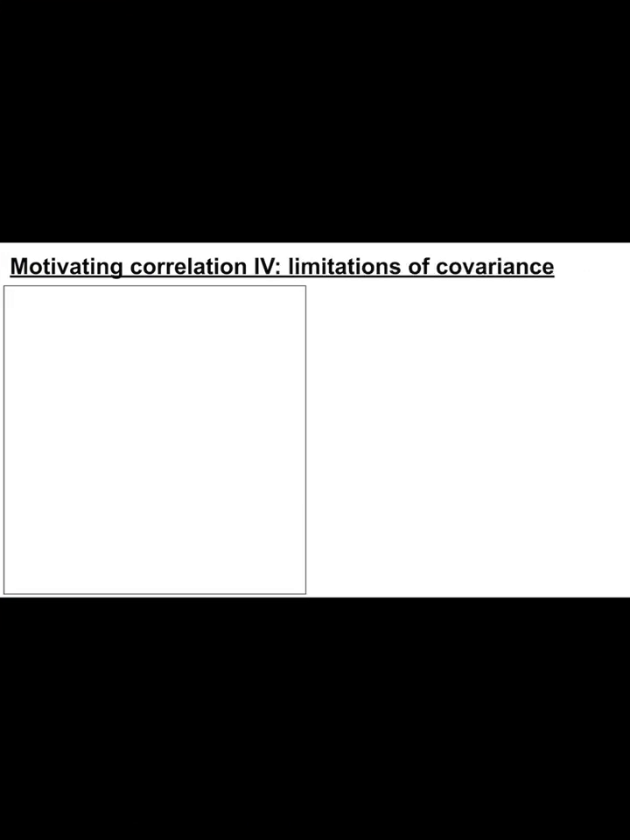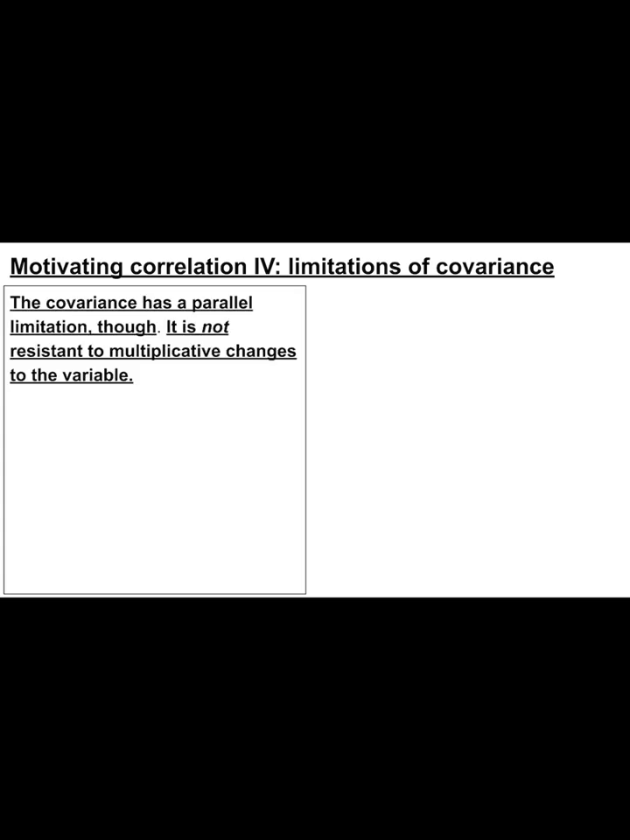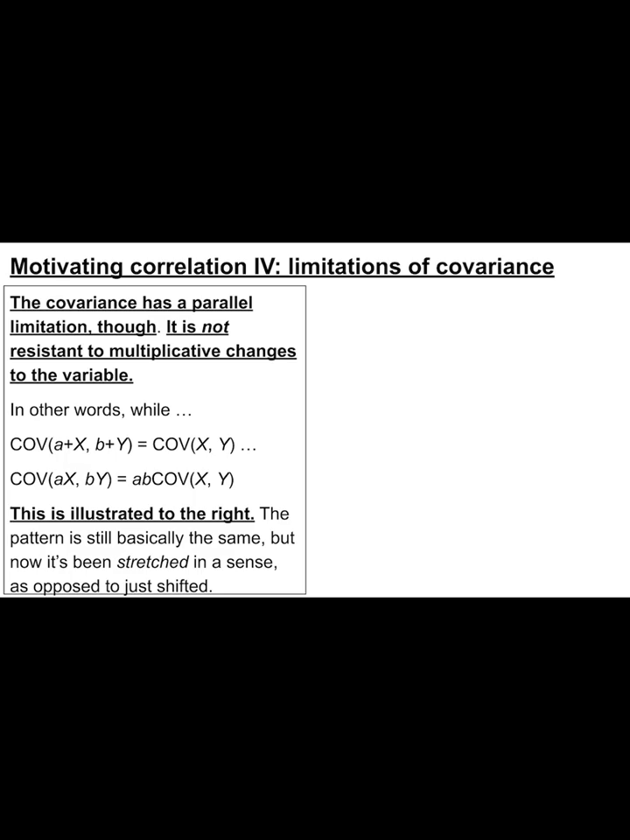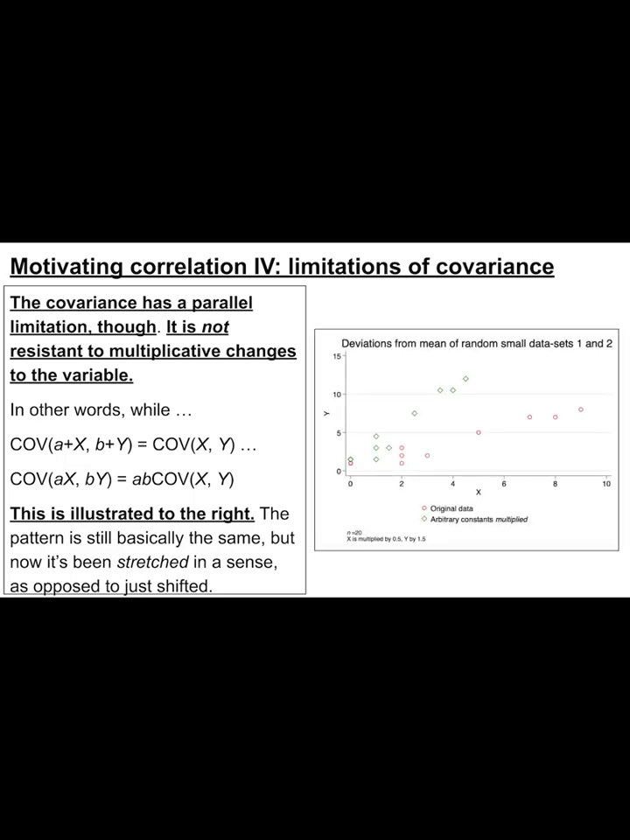But the covariance has a parallel limitation. It's not resistant to multiplicative changes to the variable. So what that means is that while the covariance of a plus x and b plus y is the covariance of x and y, the covariance of ax and by is actually equal to ab times the covariance of x and y. And what that leads us to is a better formula, although I'll again show the problem there.